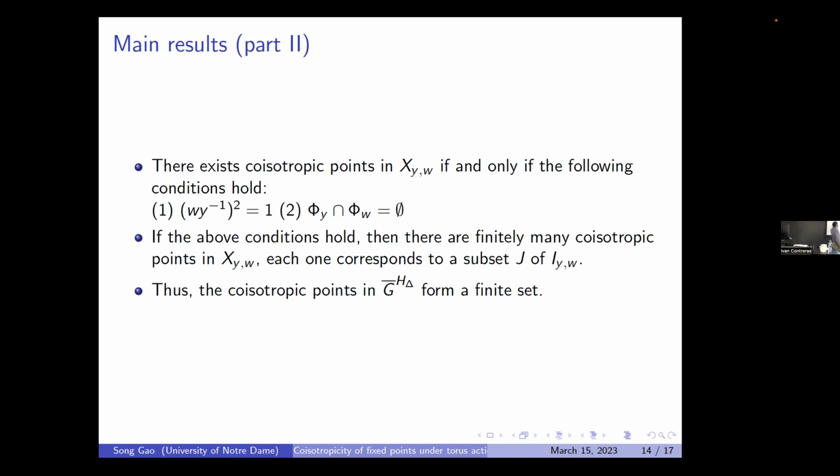There exist coisotropic points in the irreducible component XYW if and only if the following conditions hold. And if the above conditions hold, then there are finitely many coisotropic points inside this irreducible component. Each one corresponds to a subset of IYW. And so that means coisotropic points in the torus fixed point set form a finite set. It's discrete.